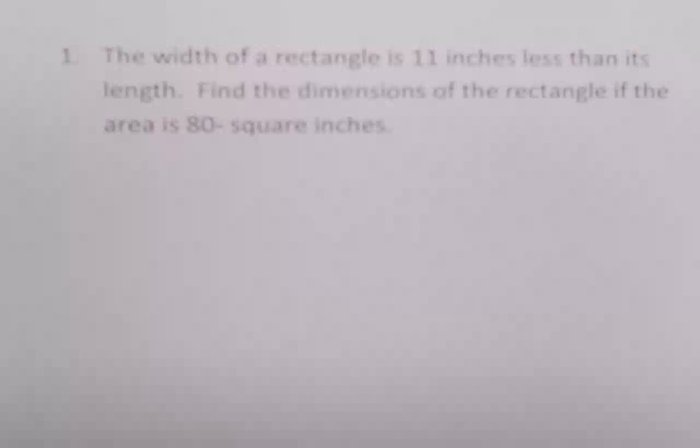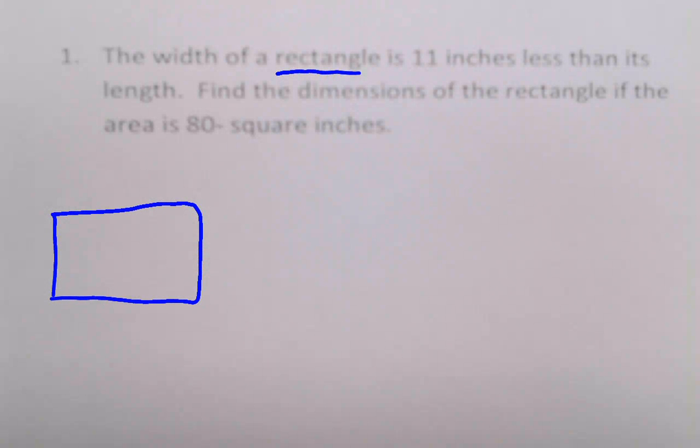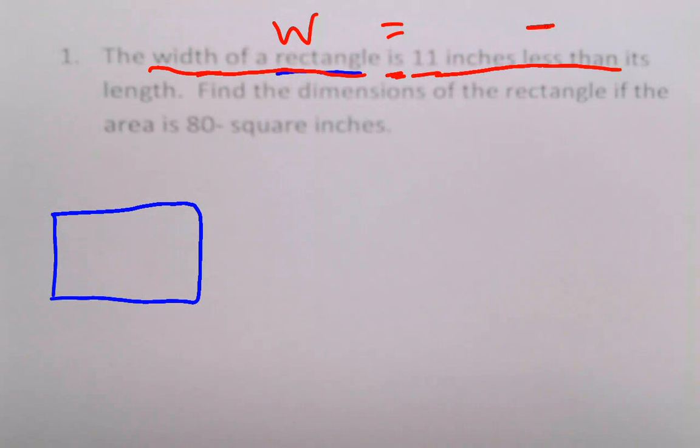Okay, so let's look at two examples. This is where we really want to be underlining, highlighting, whatever works for you. The width of a rectangle. Stop. It's talking about a rectangle, so the first step is to draw a picture. So I'm going to draw my rectangle. There he is. Now I go back and I translate. It says that the width of a rectangle, which we'll represent as W, equals 11 inches less than, that means it's going to be a minus 11 at the end, its length, L.